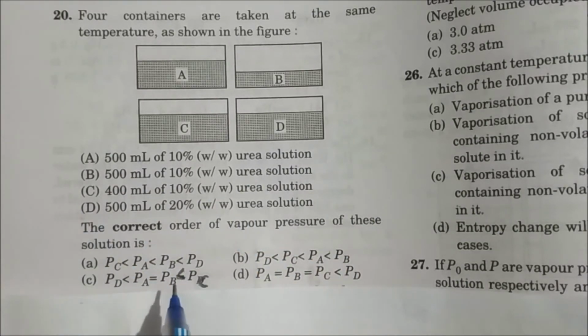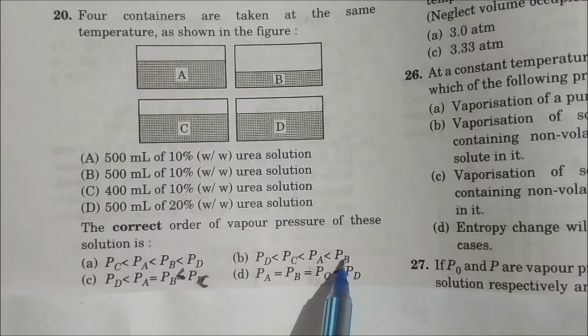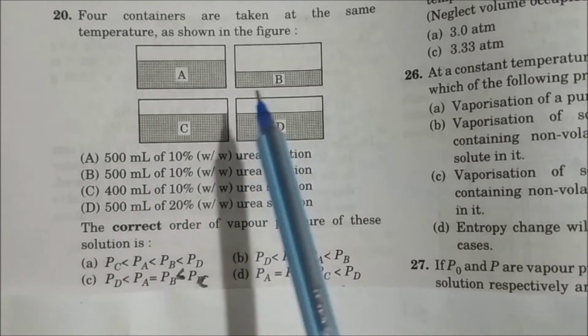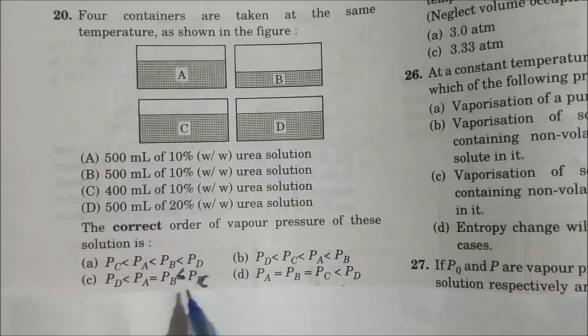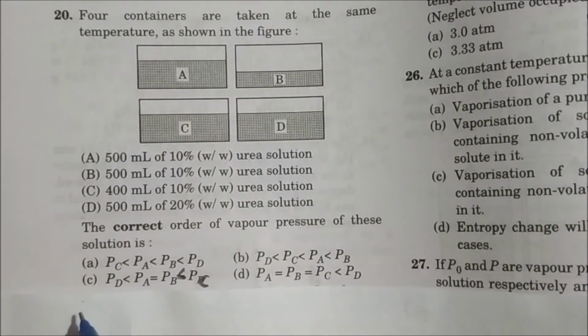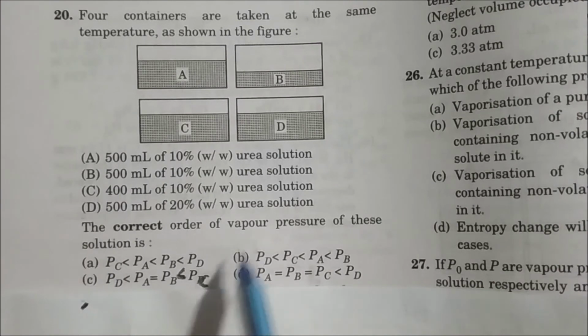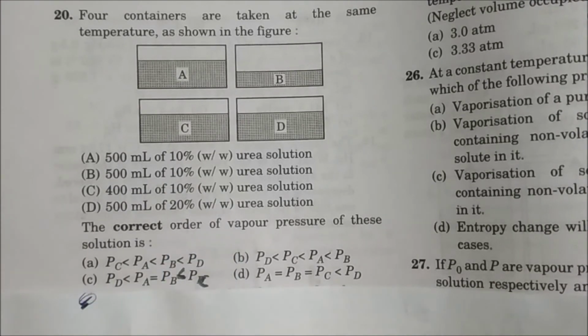So now the correct order of vapor pressure: PD is very low because the concentration is very high, PC is very high because the concentration is low, and A and B have equal pressure. So options A and B are wrong, and only option C is matching. A, B and D are incorrect answers. So this C option is correct in this question.